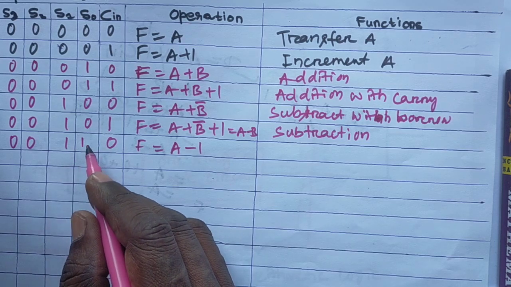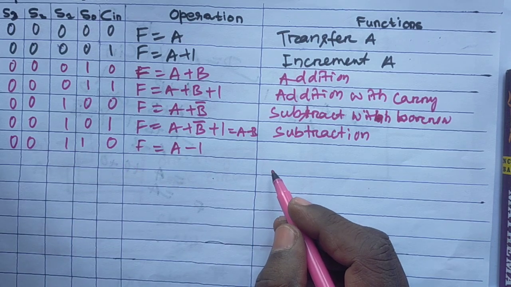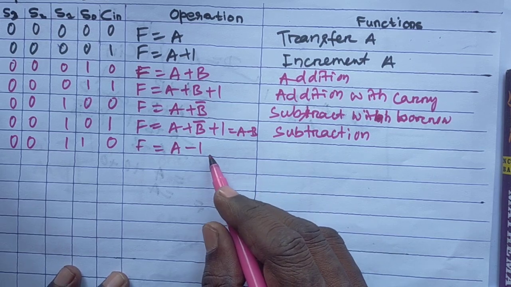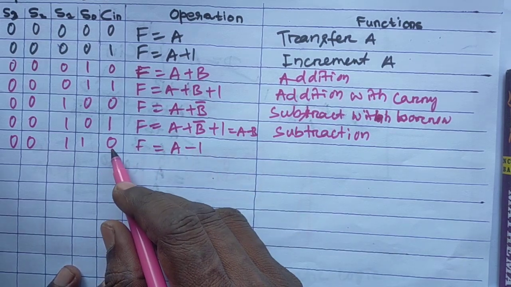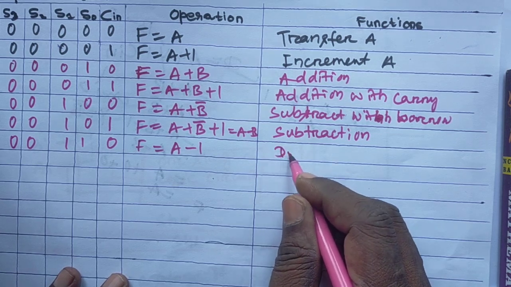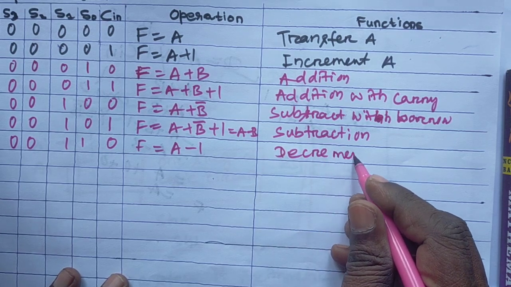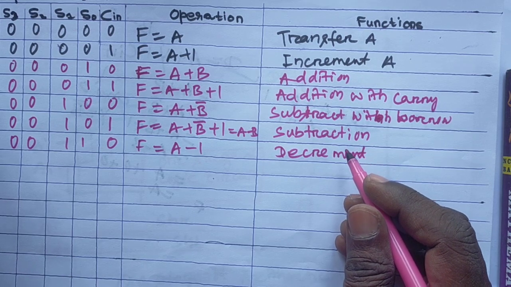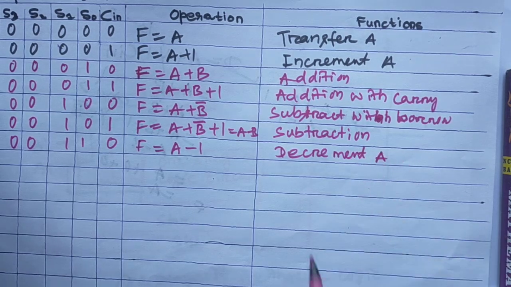Whenever the logic value is 1 1, that is a minus 1. We have already discussed. Okay, in that case what happens? Minus 1, Cin is 0. Then what happens? What you call that is a decrement. Okay, decrement of A, this one.